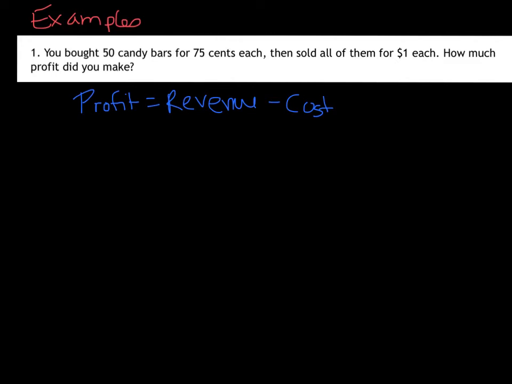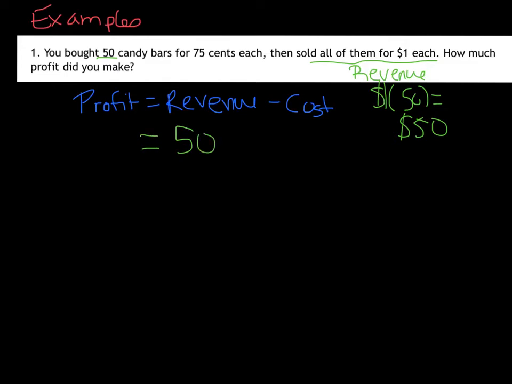So in this problem, they don't actually specifically state what the revenue and the cost are, but they're not too hard to find. Remember, the revenue is the amount the seller takes in. In this case, you're the seller, so you sold all of the candy bars for $1 each. Your revenue is going to be $1 per candy bar, and since we have a total of 50 candy bars, our revenue is going to be $1 times 50. So our revenue is going to be $50.